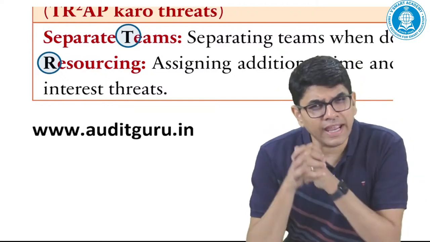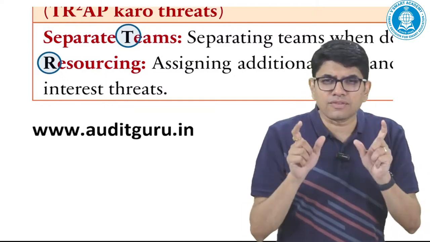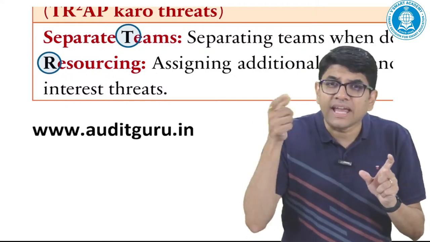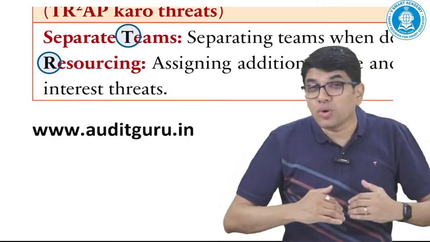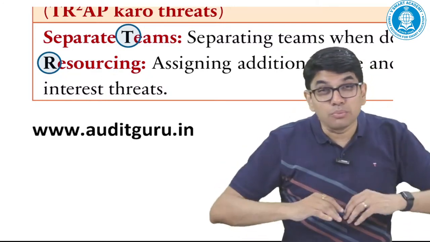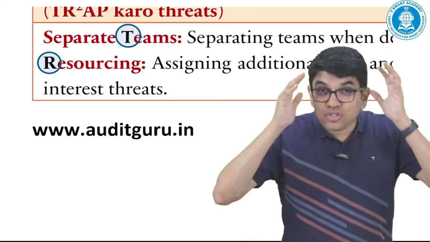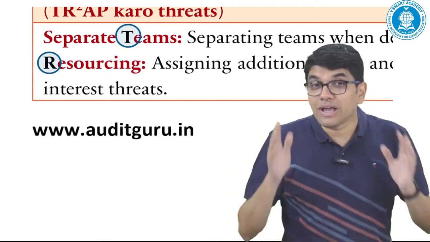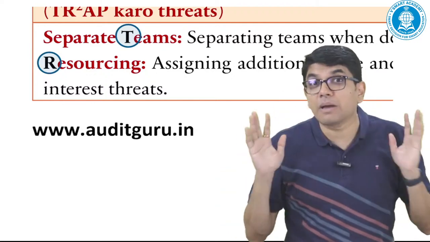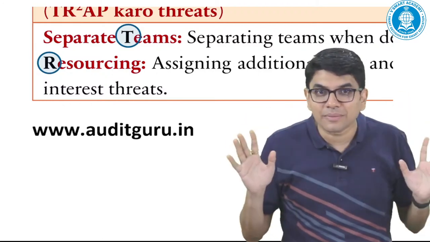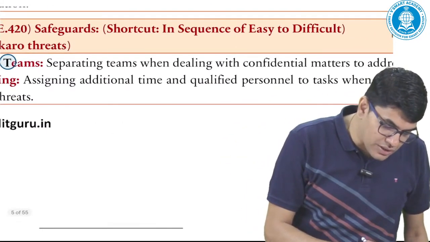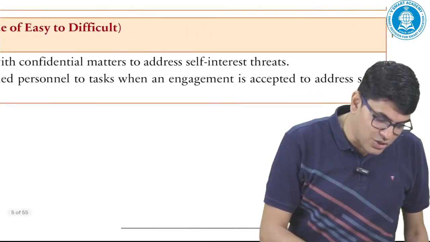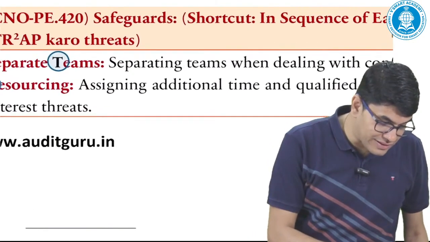Suppose 8 of the team members were required. Let's put 10. Let's do the work more carefully. Let's spend more time. Let's ensure that we are not compromising the fundamental principles in any manner. Assigning additional time and qualified personnel to the task when the engagement is accepted, to address the self-interest threat.